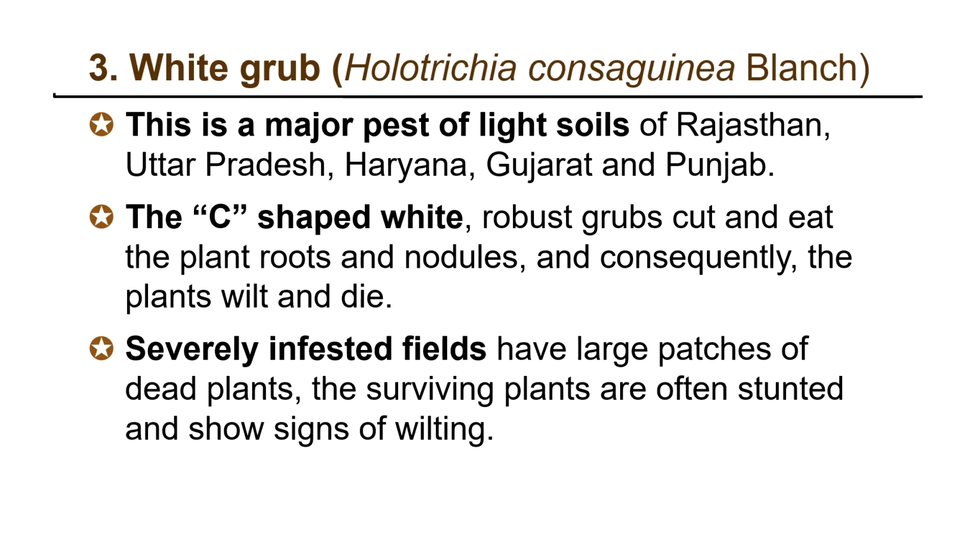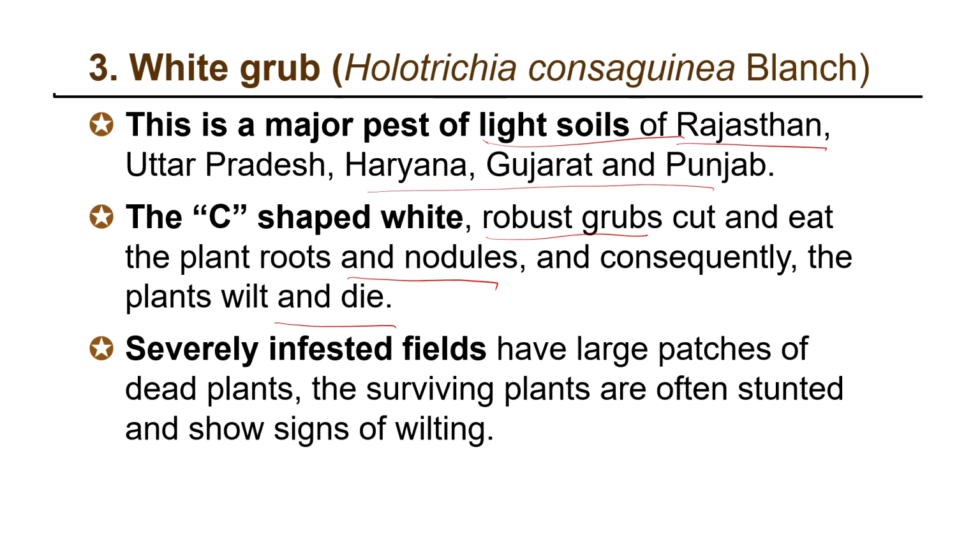This is a major pest of light soils, mostly in the states of Rajasthan, Uttar Pradesh, Haryana, Gujarat and Punjab. The grubs are C-shaped, white and robust, and their head is orange in color. They eat the plant roots and nodules, and consequently the plants will wilt and die.